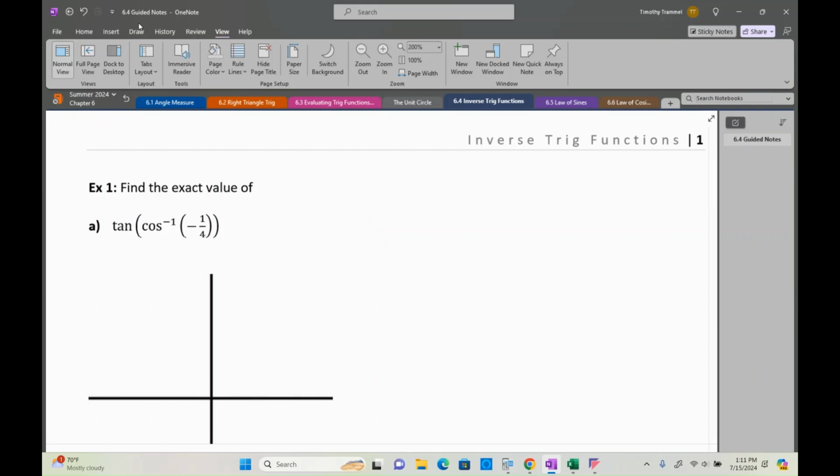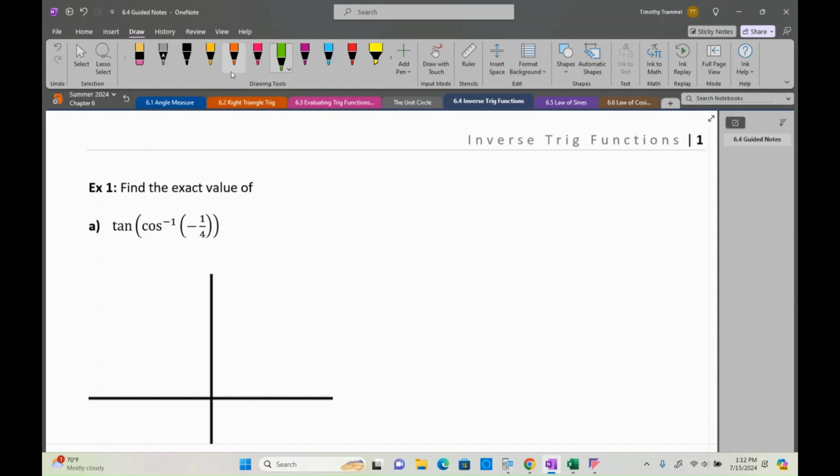In this video, we're going to cover section 6.4. All we're really going to be doing is looking at a very specific problem type. This could have been combined with our inverse trig function section in chapter 5. But we have it separate here because we've been working more with right triangles in chapter 6, and this is going to require us to sketch a right triangle in order to do this question.